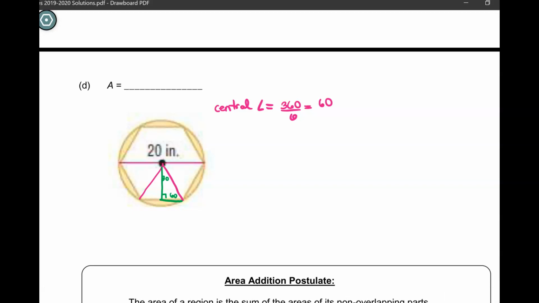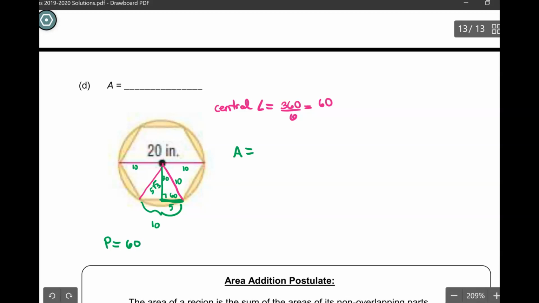Now, if all the way across is 20, then each of these radii would have to be 10. Right? This would have to be 10. This would have to be 10. So this is 10. So that makes the shorter leg here 5, and the apothem will be 5 root 3. So if this side is 5, that makes the entire side 10. Therefore, my perimeter of my hexagon has to be 10 times 6, which is 60.